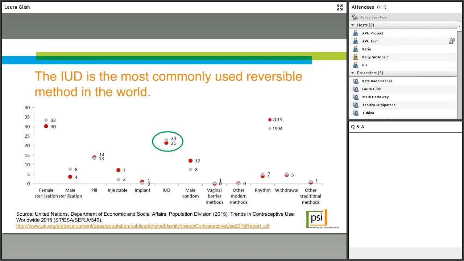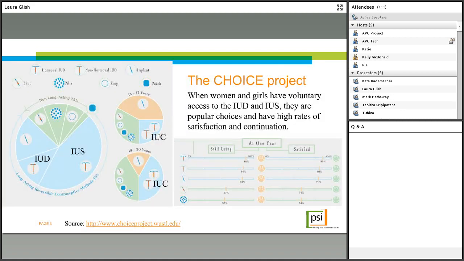So it might surprise some of you to learn that the IUD is actually the most commonly used reversible method in the world. This is second only to female sterilization among all methods and has been fairly constant over the past 20 years. A large factor in this is high use in China, which obviously has a very large population, but it is also the most common method in several other countries in Asia and also Egypt.